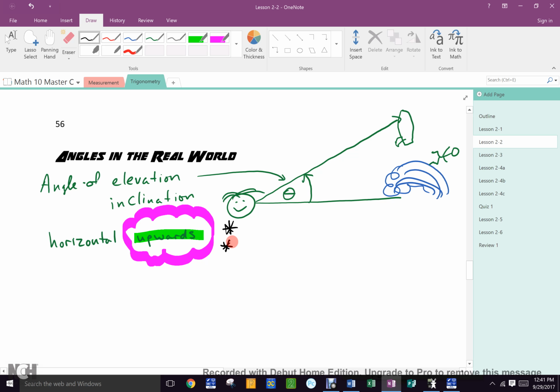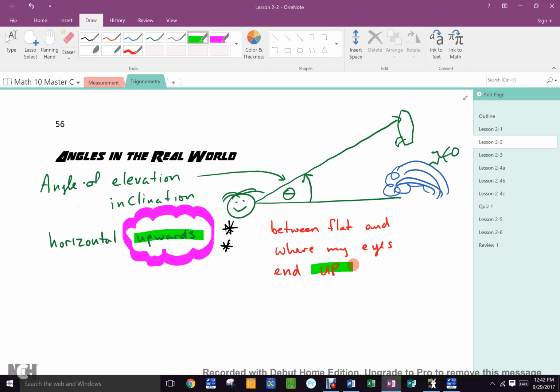Once I look up, I create the angle of elevation. And it exists between the flat and where my eyes end up. Is everybody cool? Yeah.